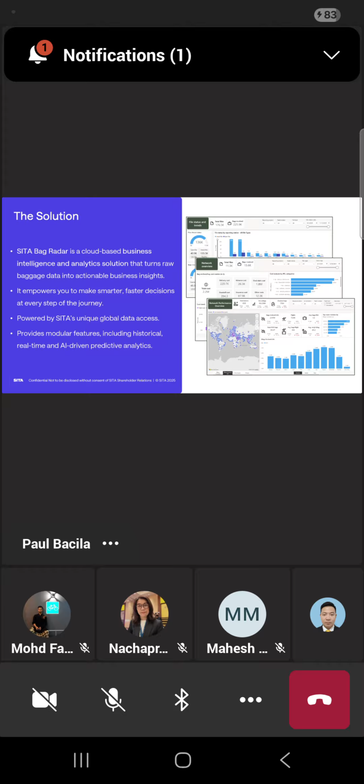And all this is powered by SITA's access to data, as we have access to bag messaging data and mishandling data, and we can provide a solution that combines the data across the network by digesting the IATA standard messaging. And as you see, we'll have different sets of features from historical to real time and going to predictive.